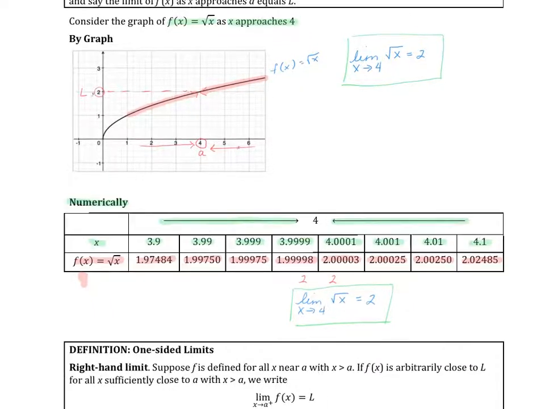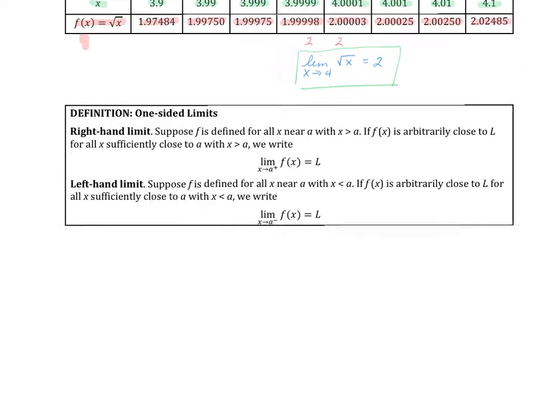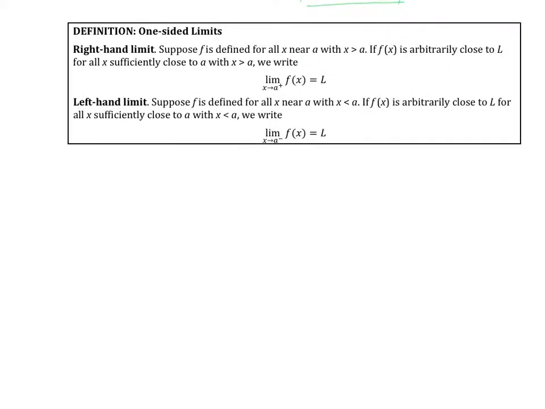So sometimes we don't come in from both sides. Sometimes we just come in from one side. In this definition of one-sided limits, we're going to look at right-hand limit and left-hand limit. So a right-hand limit says, suppose f is defined for all x near a with x greater than a, and so on. A right-hand limit just means you're coming in from the right.